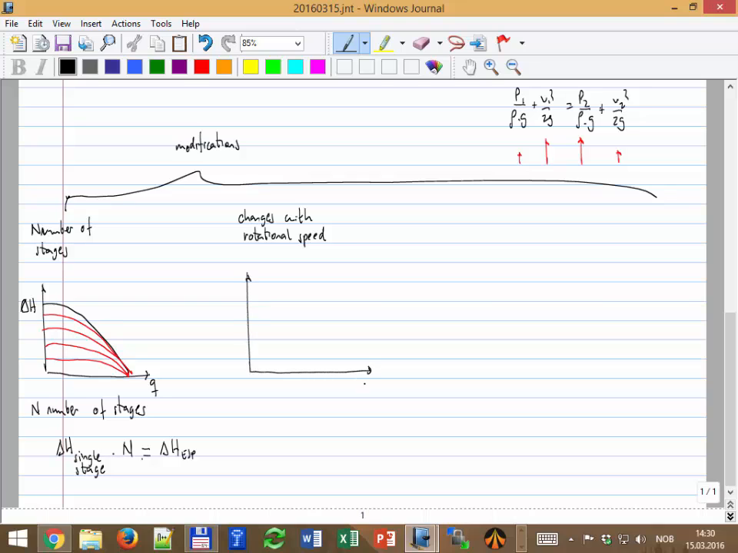Here the curve is measured at a given speed. Typically, the reference speed is 60 hertz, which is 3600 RPM, revolutions per minute. If you increase or decrease the rotational speed, then this curve is going to be scaled up or down, okay?